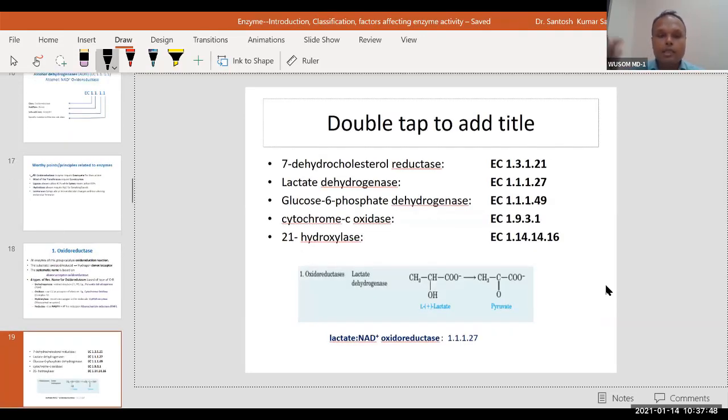Enzyme is everything. Classification of enzymes is also very, very important. The more time you invest in enzymes, the easier your later classes will be, and you will understand biochemistry better. So I want you to invest time there. You can see somewhere reductase is written, dehydrogenase is written.